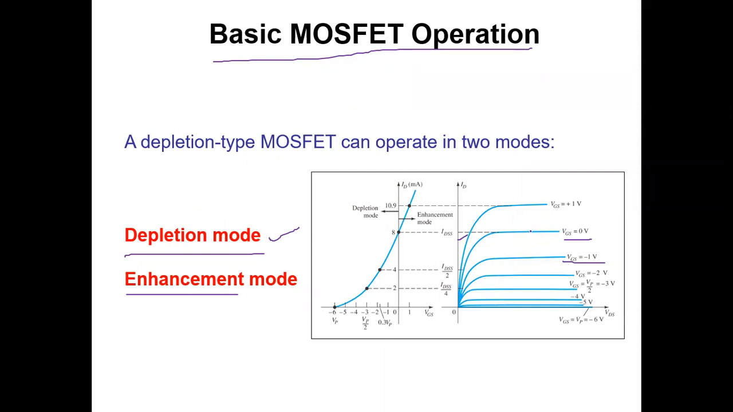This current is for VGS equal to 0, when you are not applying anything on the gate. When you are applying -1 on the gate, you are getting a value like this. What happens when VGS is equal to -2? You will note that your current level further decreases. When you further decrease it to -3, it decreases further. And at a particular point, VGS is equal to VP, equal to -6 volts, there will be no flow of current. That is called the pinch off voltage, VGS(off).